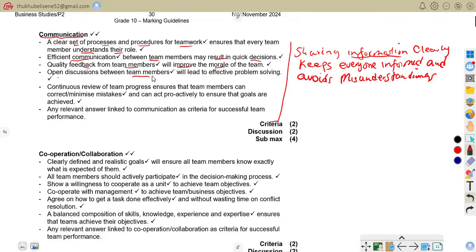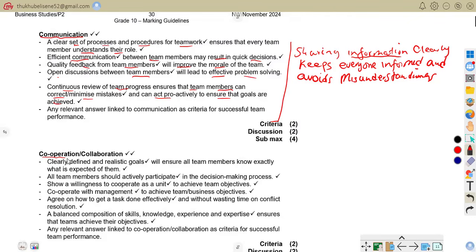Open discussion between the members will lead to effective problem solving. Continuous review of team progress ensures that team members can correct and minimize mistakes and can act proactively to ensure that goals are achieved. That is that.